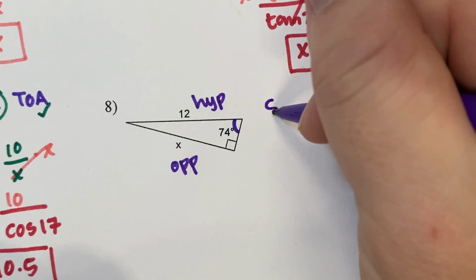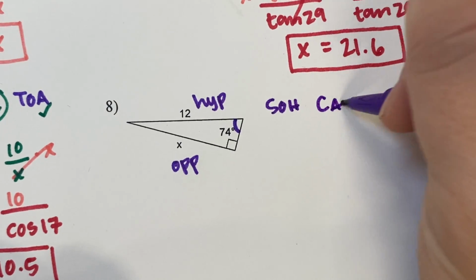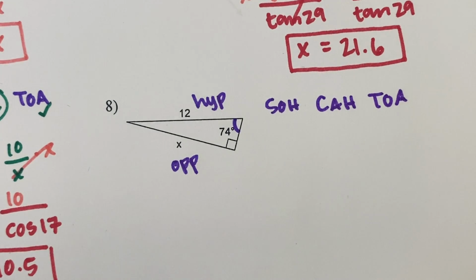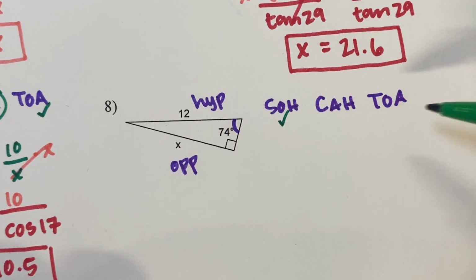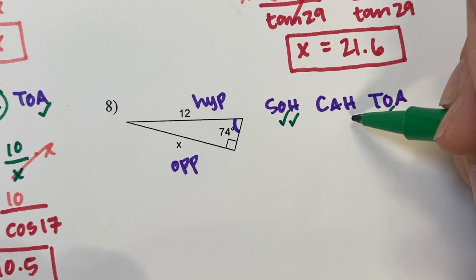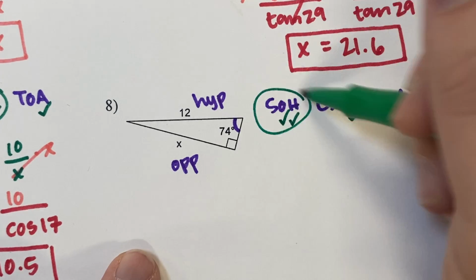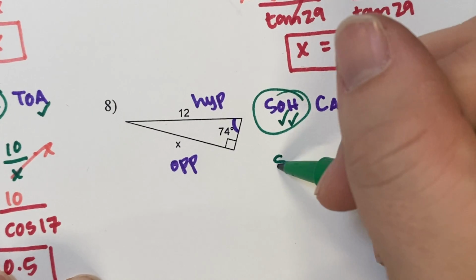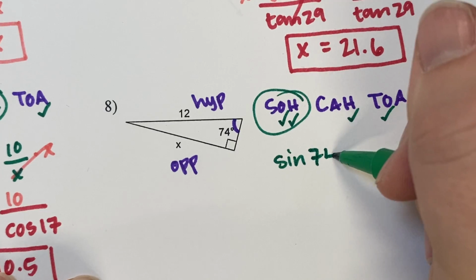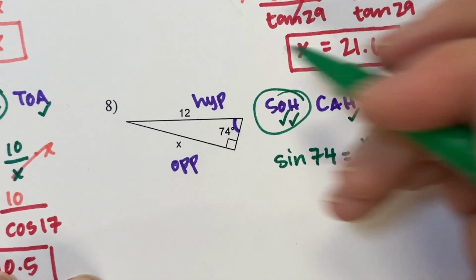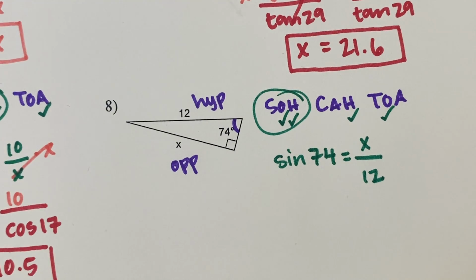Based on this, are we going to use sine, cosine, or tangent? Well, it gave me the opposite, which shows up in sine and tangent. And it gave me the hypotenuse, which shows up in sine and cosine. Two check marks, we are using sine. So we set this up. Sine of the angle, 74, equals opposite, x, over hypotenuse, 12.